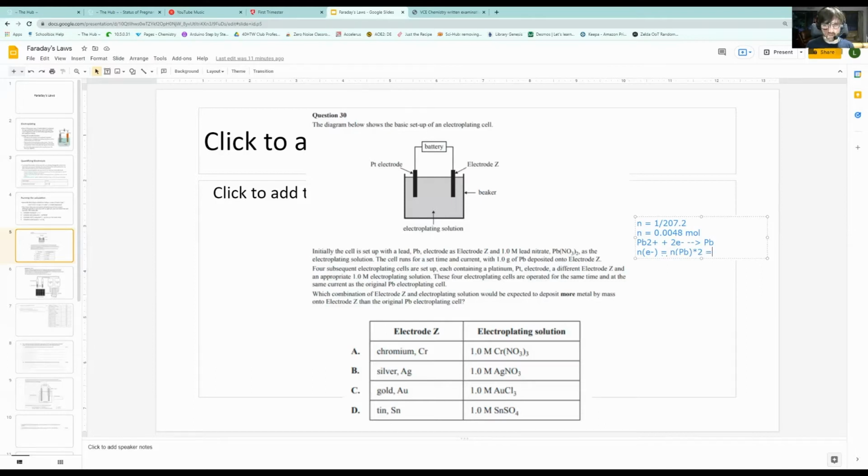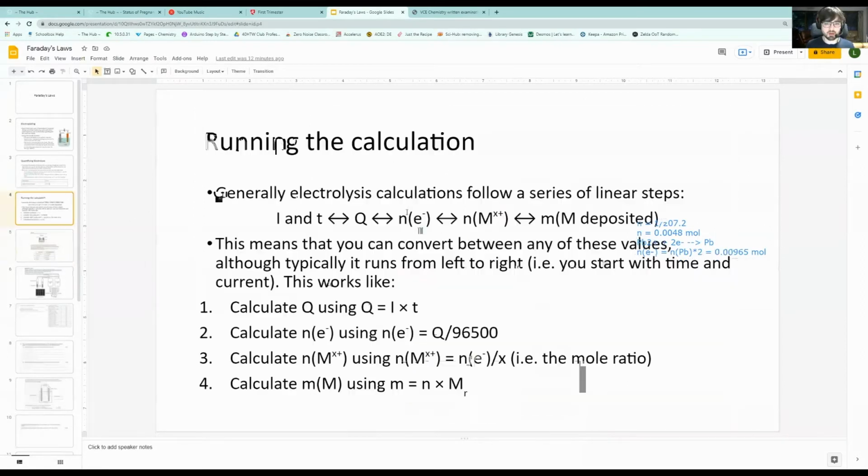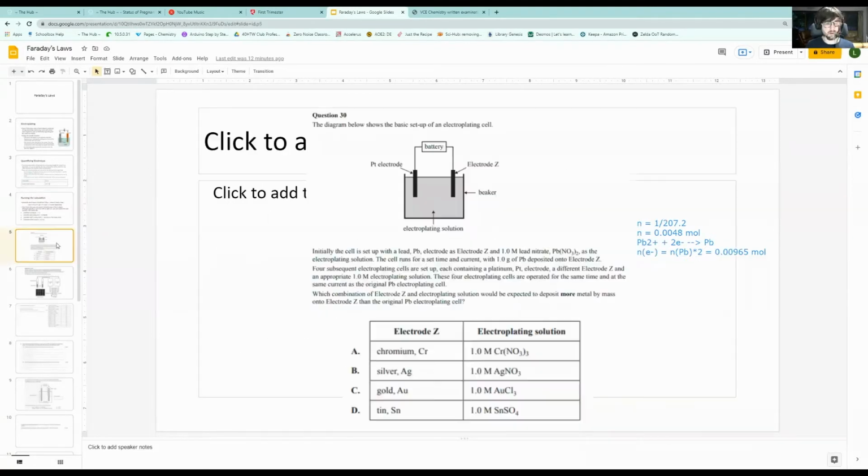So it's going to be twice our value from before, which is going to be 0.00, we've got a 5 here, so I'll leave that in. 0.00965 mole. All right, so that's how many electrons we have. And we should be able to basically go back again. So we've gone back to find our amount of electrons. We should be able to go to the amount of metal and then mass of metal for each one of the remaining metals.